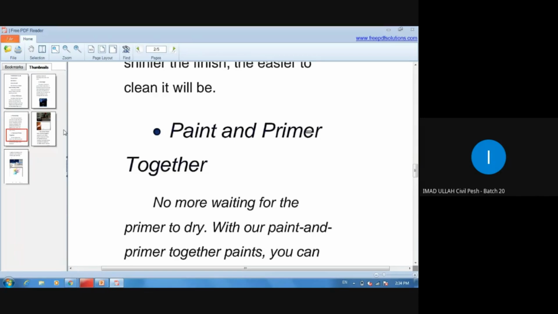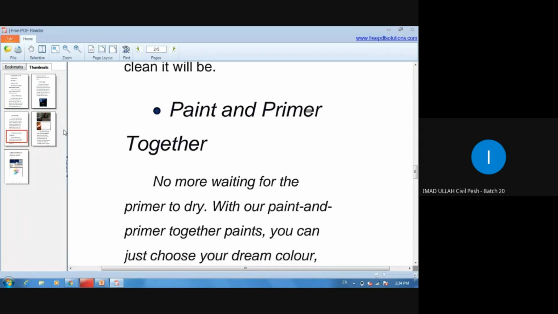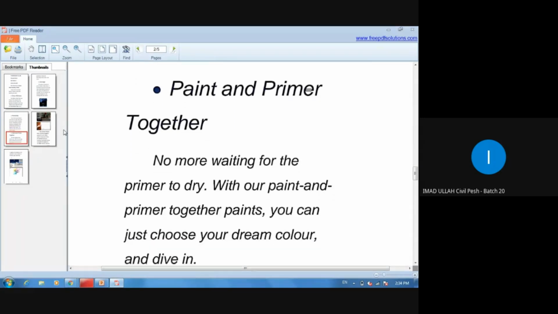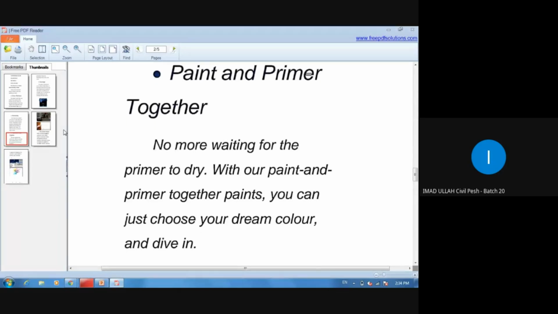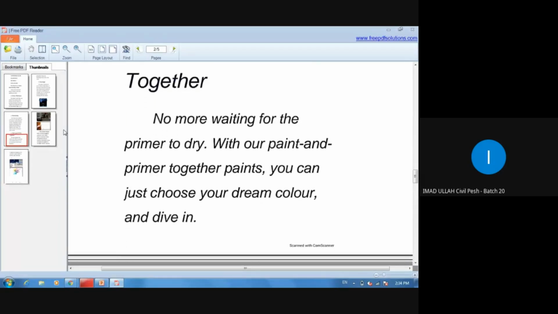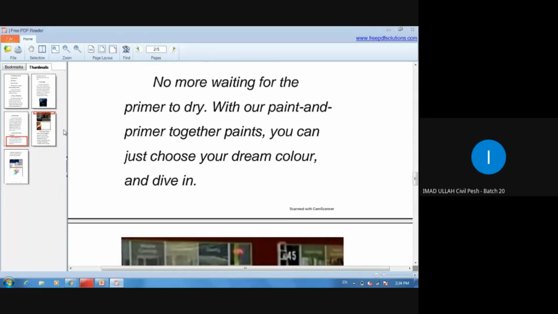Paint and primer together. No more waiting for primer to dry. With our paint and primer together, you can just choose your dream color and dive in.